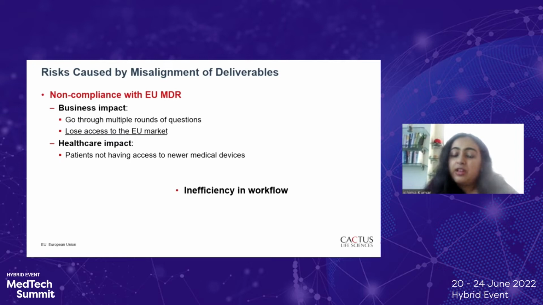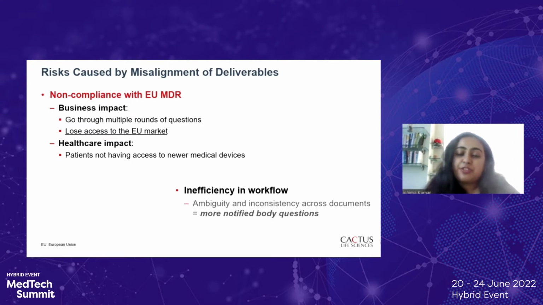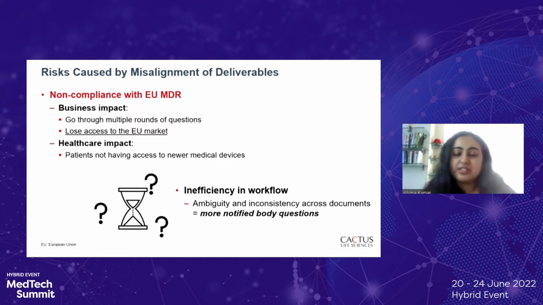So that's one thing. Another thing is that if multiple people are working on these seemingly different deliverables, there's going to be inconsistency in the way things are done. There's going to be ambiguity, and notified bodies are going to come back with questions then. This is most likely going to happen if we have different people working on different deliverables, because no two people write the same, right?